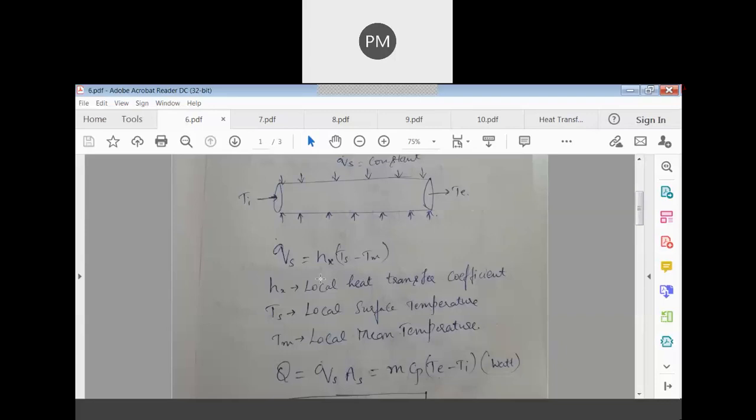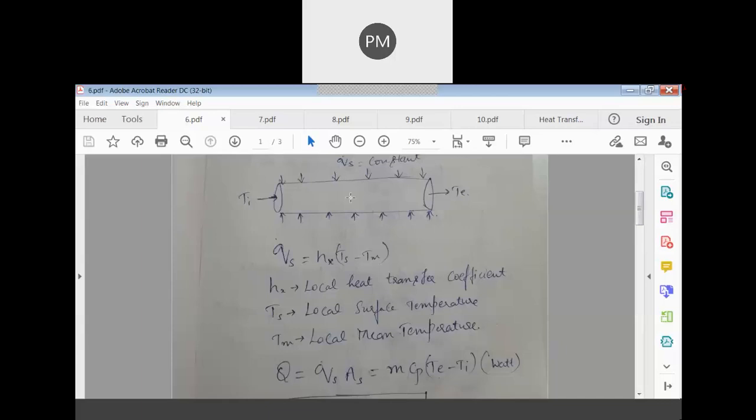And one more equation, small q is equal to h into (Ts minus Tm). If you want to find the surface temperature at any length of the pipe, we have to know the mean temperature of the fluid at that particular length. Suppose I want to find the surface temperature of the tube at this point, we should know the mean temperature of the fluid at this length. What do you mean by mean temperature?